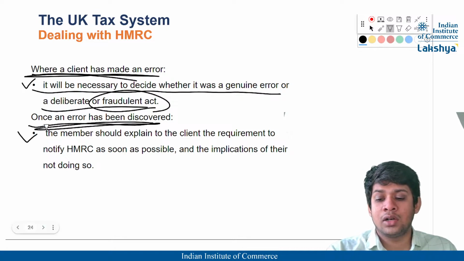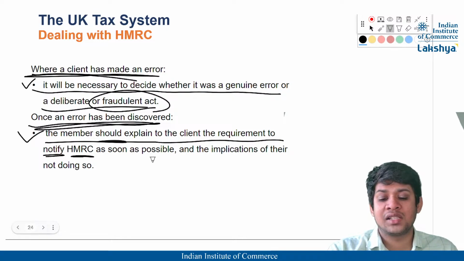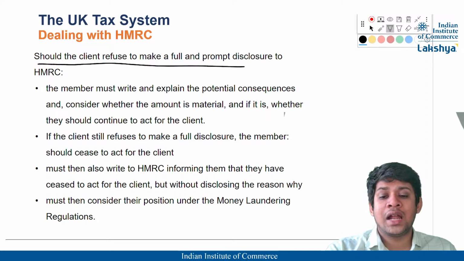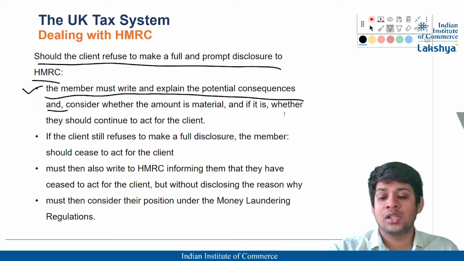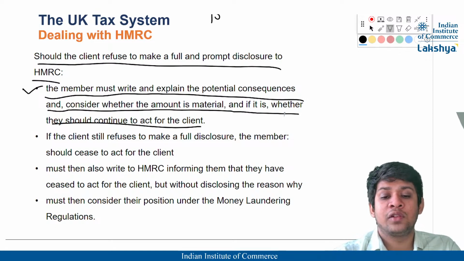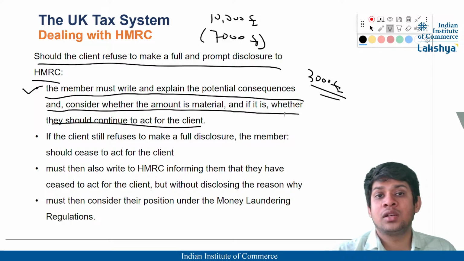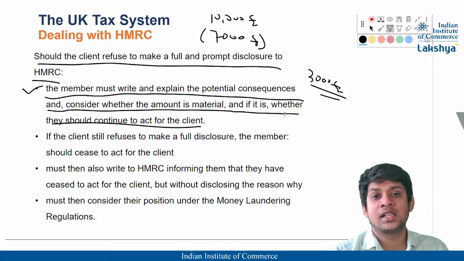Once the error has been discovered, as a tax member, as a tax agent, or as a tax professional, I should explain to the client the requirement to notify HMRC that this error is there and to correct that error. And should the client refuse to make a prompt disclosure to HMRC, the member must write and explain the potential consequences and consider the amount which is material. Maybe say the client had an income of £10,000, out of which he is hiding £7,000 and he is showing his income only to be £3,000. That means his income is reduced by 70% by doing this fraudulent activity where he is hiding £7,000.